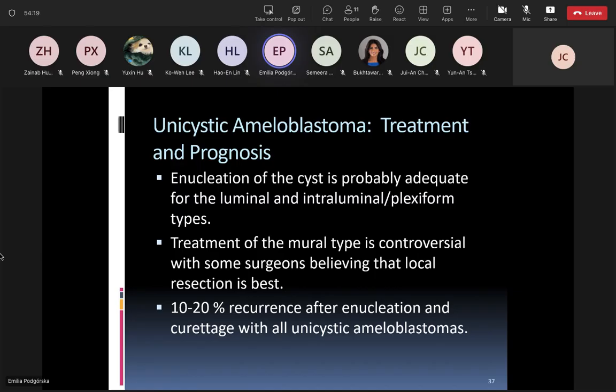Enucleation of the cyst is probably adequate for the luminal or intraluminal plexiform types. Treatment of the mural type is controversial, with some centers believing local resection is best. There is 10 to 20% recurrence after enucleation and curettage with all unicystic ameloblastomas.